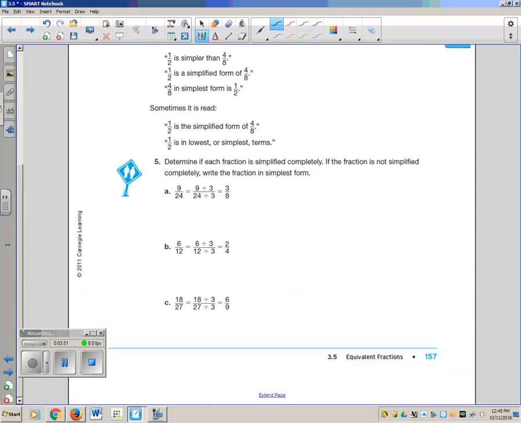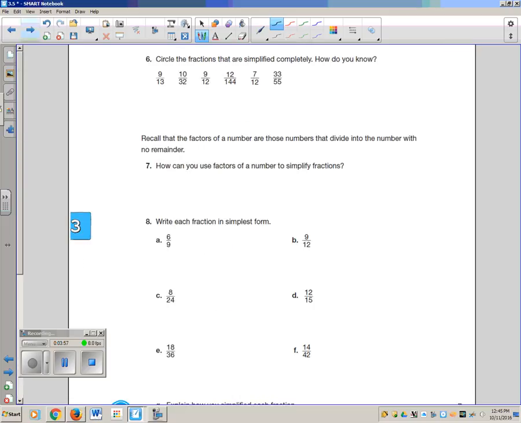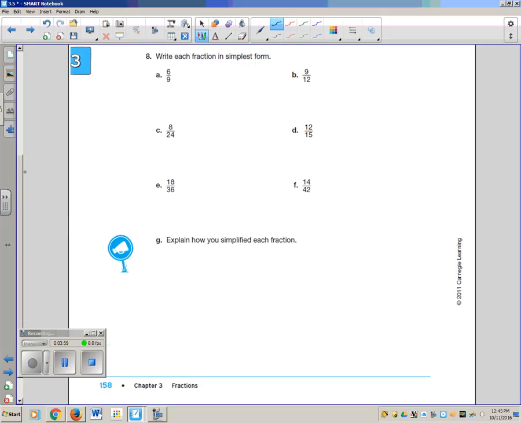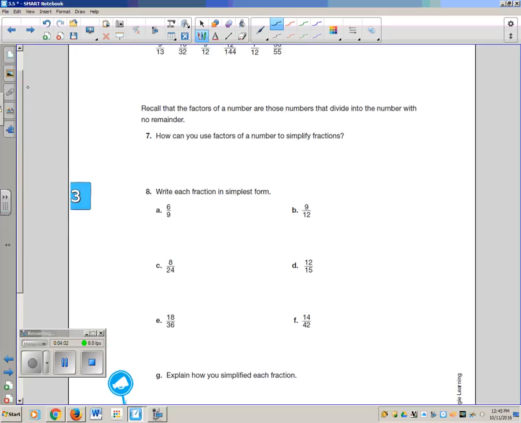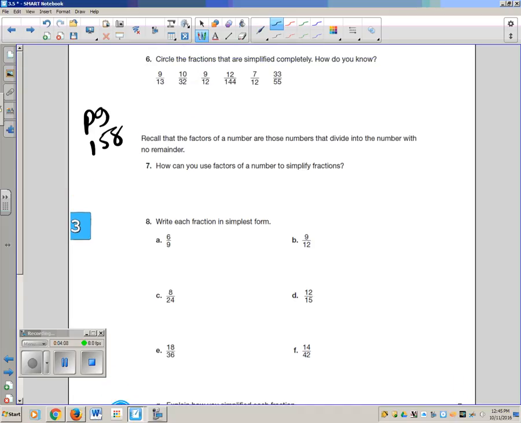The rest of the chapter, we're going to be dealing with reducing fractions. This should be a good review. Look at problem number 6 on page 158. The question asks, circle the fractions that are simplified completely. How do you know? 9/13. 13 is prime, 9 is not. The only factors that 9 has are 1, 3, and 9. This one is simplified. You can't make it any smaller.